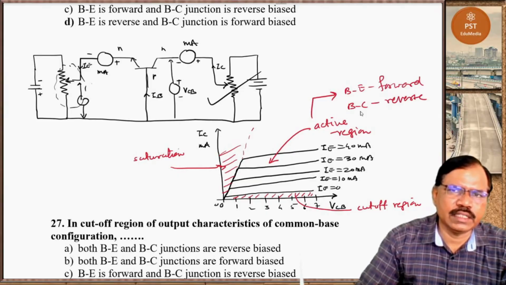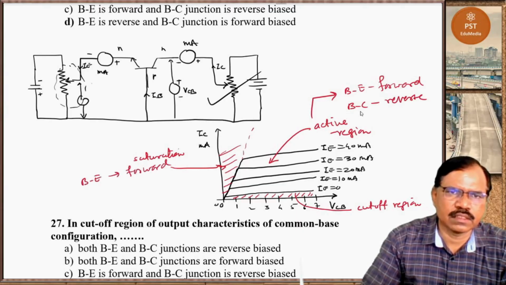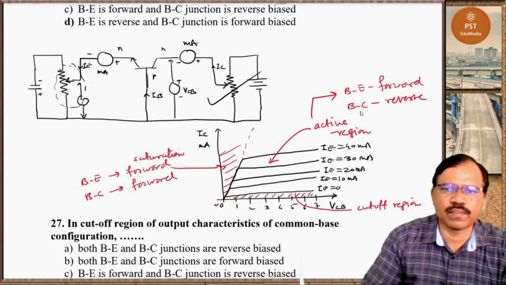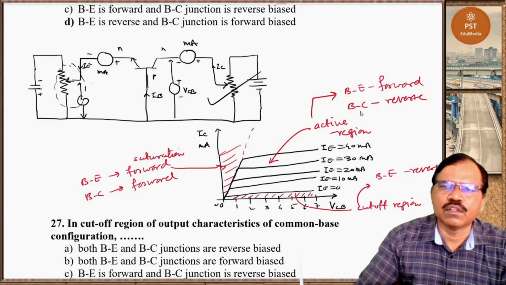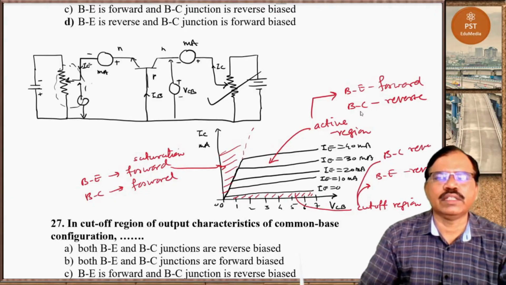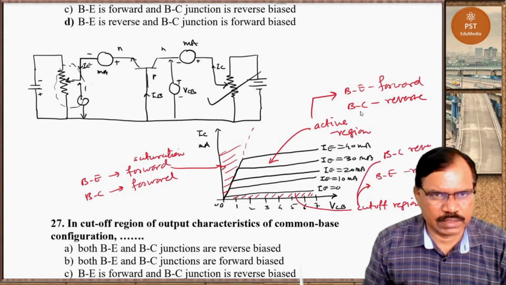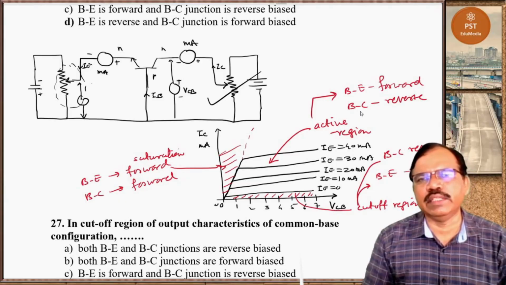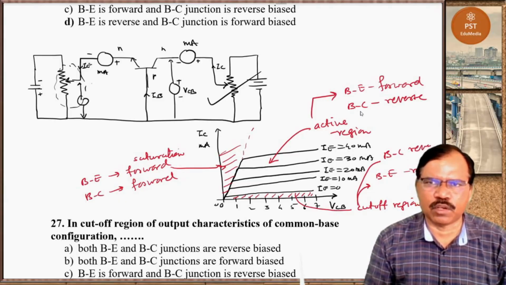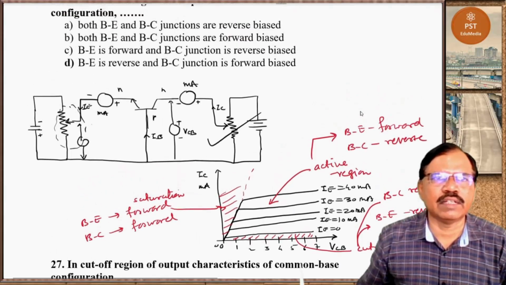In the saturation region, the base emitter junction is forward biased. The base collector junction is also forward biased. In the cutoff region, the base emitter junction is reverse biased and the base collector junction is also reverse biased. So in the cutoff region, both the junctions are reverse biased. In the saturation region, both the junctions are forward biased. While in the active region, the base emitter junction is forward biased, and the base collector junction is reverse biased.